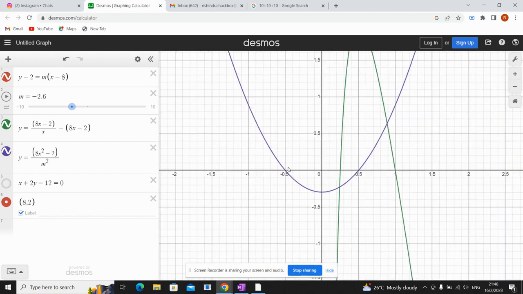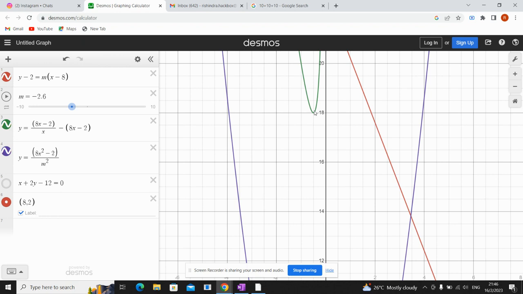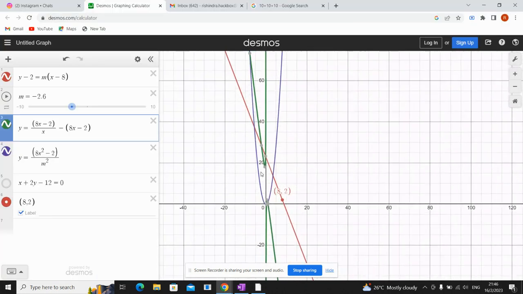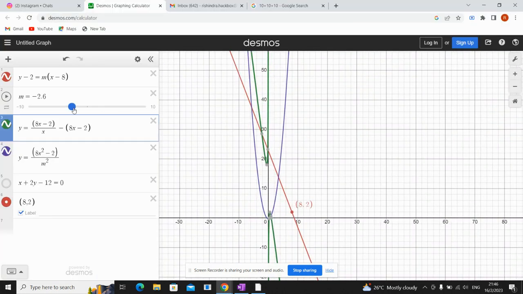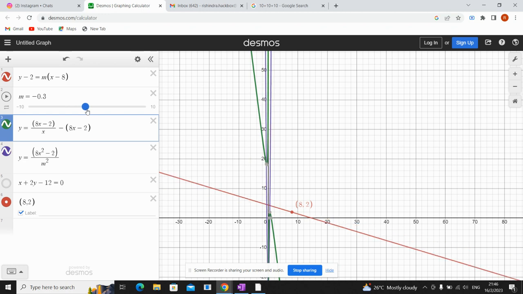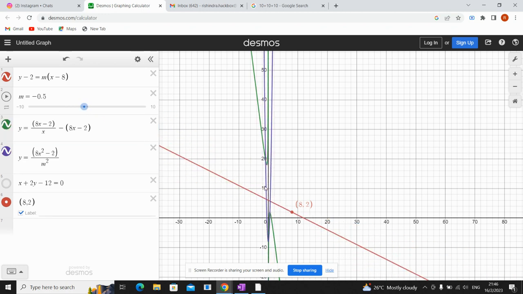At minus 0.5, what is the value of this green equation? See, the minimum value is 18. The answer is 18. We can check the answer on this graph. Let's see how it looks. At minus 0.5, the sum of the intercepts will be minimum. Okay, let's see, minus 0.5. You can see this, right?